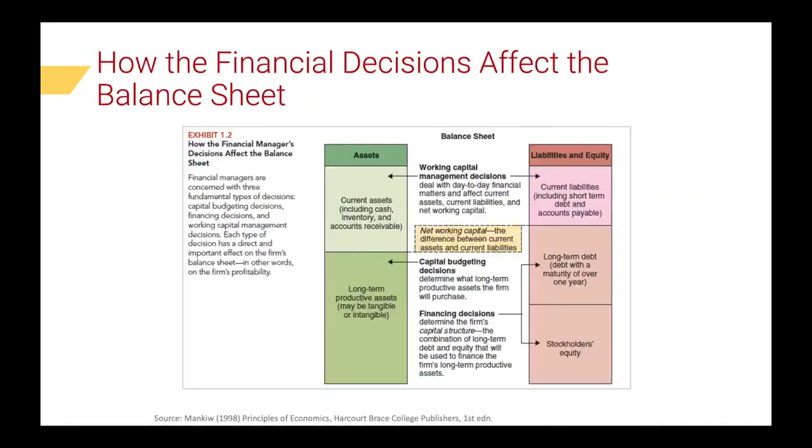How the financial decisions affect the balance sheet. Working capital management decisions deal with day-to-day financial matters and affect current assets, current liabilities, and net working capital. Net working capital is the difference between the current assets and the current liabilities. Capital budgeting decisions determine what long-term productive assets the firm will purchase, and then financing decisions determine the firm's capital structure, which is the combination of long-term debt and equity that will be used to finance the firm's long-term productive assets.